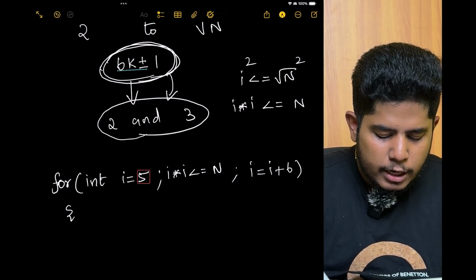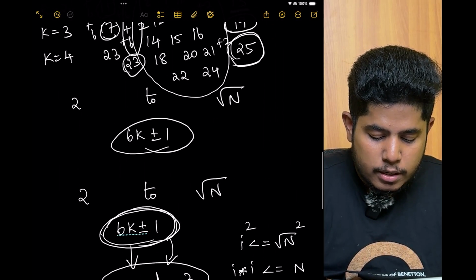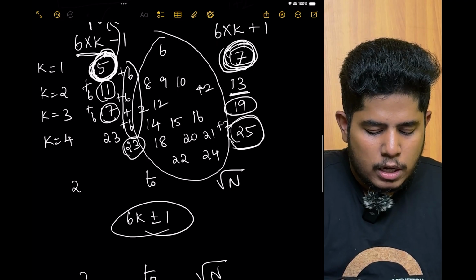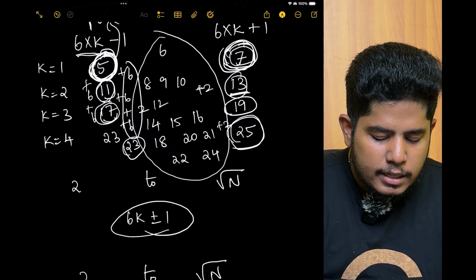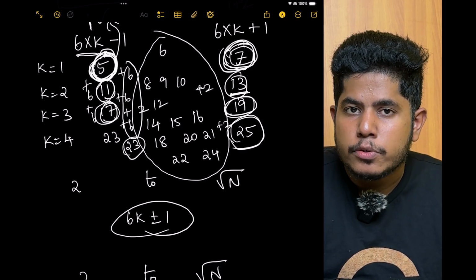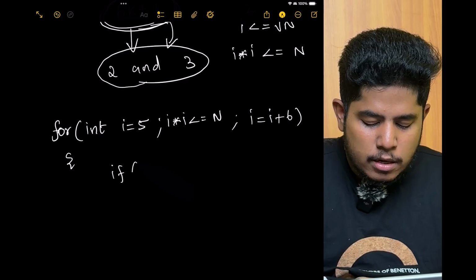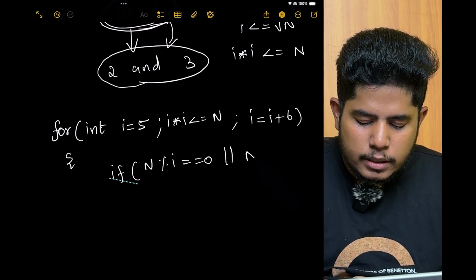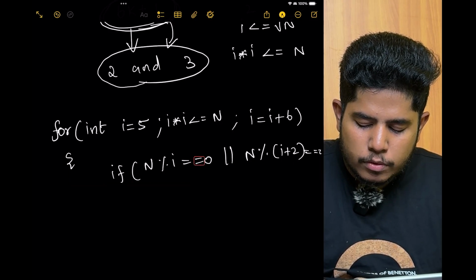Now what do we need to check within this loop? If you see here, if 5 is taken as I, 7 is I plus 2. If 11 is taken as I, 13 is I plus 2. If 17 is taken as I, then 19 is I plus 2. So when you get inside, you have to check whether your input is divisible by I or otherwise divisible by I plus 2. Just check both of them.